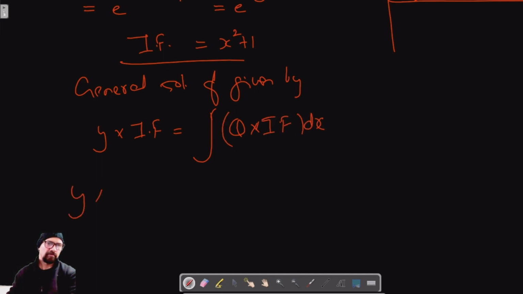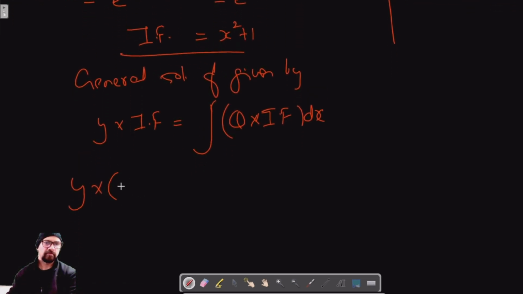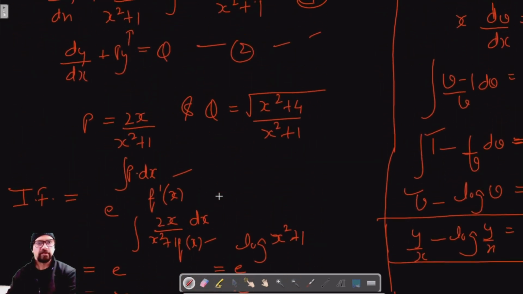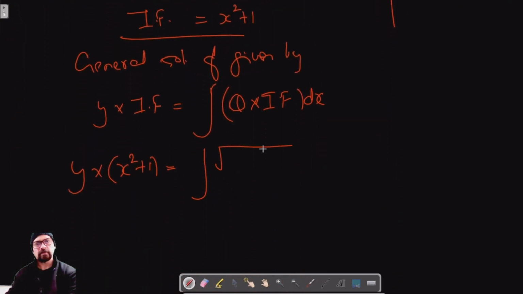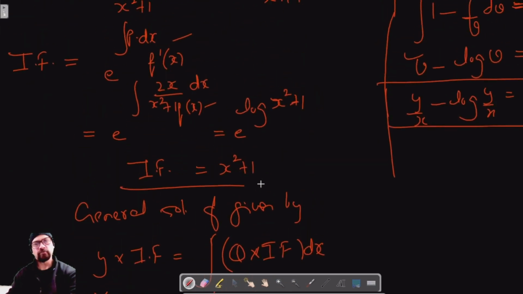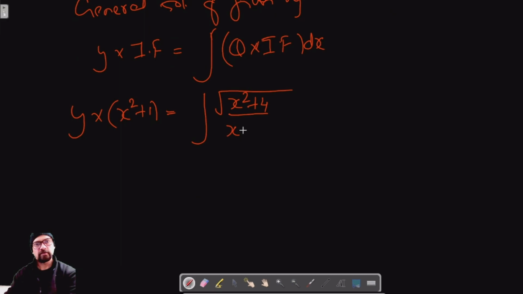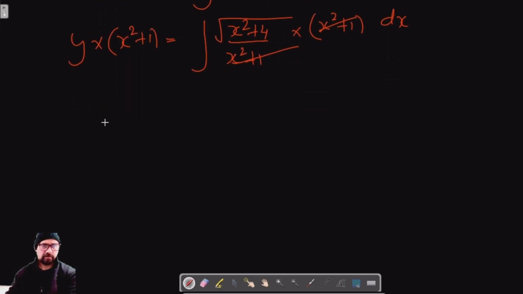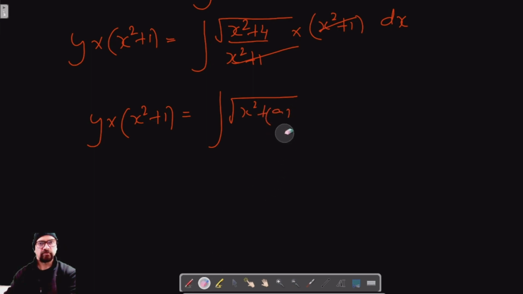dx. Now, y into integrating factor is y into x squared plus 1. This is integration of Q. Q is under root of x squared plus 4 upon x squared plus 1, into integrating factor x squared plus 1. So this gets cancelled. And y into x squared plus 1 is equal to integration of this, of the form x squared plus a squared. So I can write it as a squared.